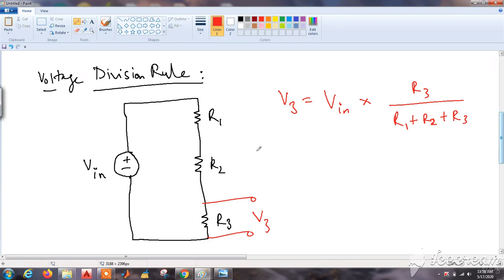Now suppose I want to calculate the voltage V2 by applying the voltage division rule. This becomes V2, and simply the resistance becomes R2, and the denominator stays the same, because it is the total resistance in the branch, and this is also the total voltage across the branch. So this is how we find it by the voltage division rule. Now let's apply this voltage division rule to our problem given in the question.